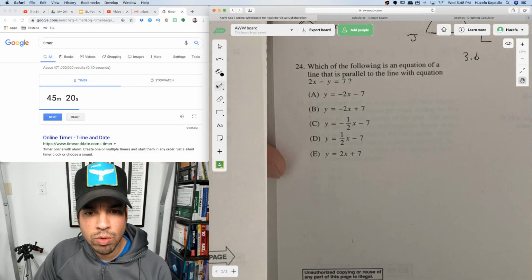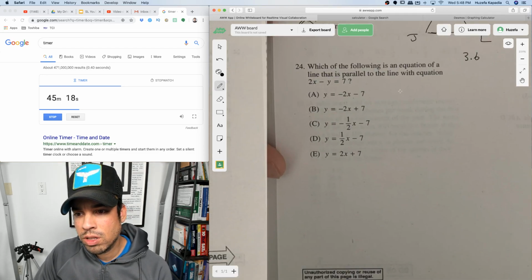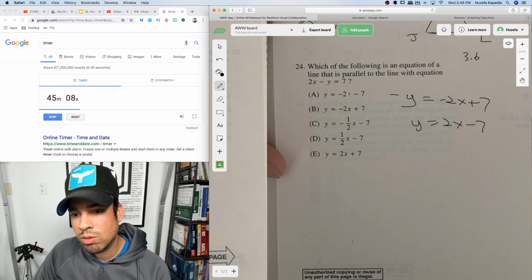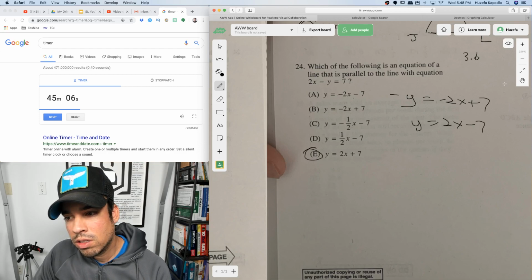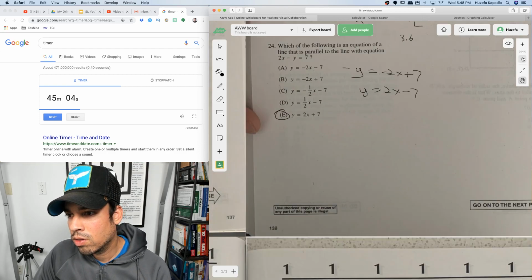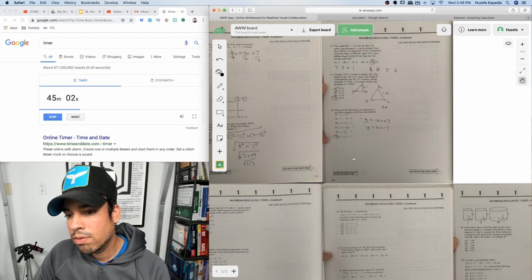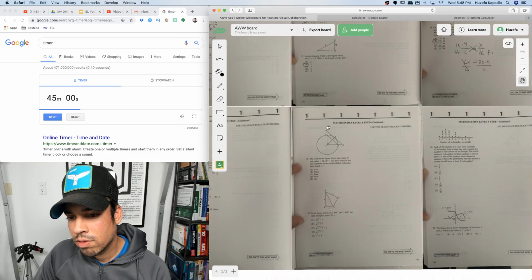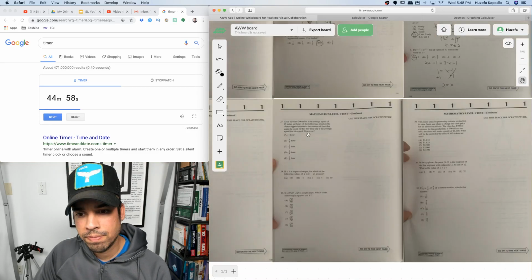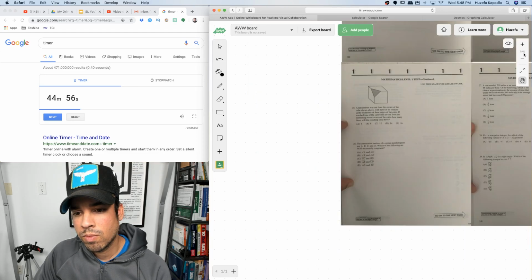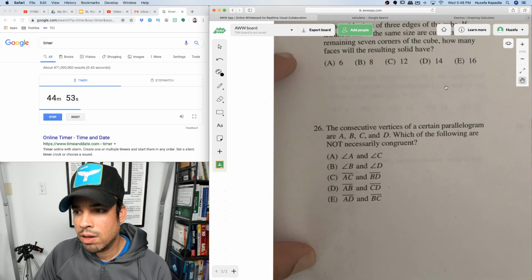Which is defined as an equation of a line that's parallel to the line with equation given? All right, well, what is this slope? Negative y equals negative 2x plus 7, multiplied by negative 1, y equals 2x minus 7. So anything with a slope of positive 2. Done. 1, 2, 3, 4, 5.